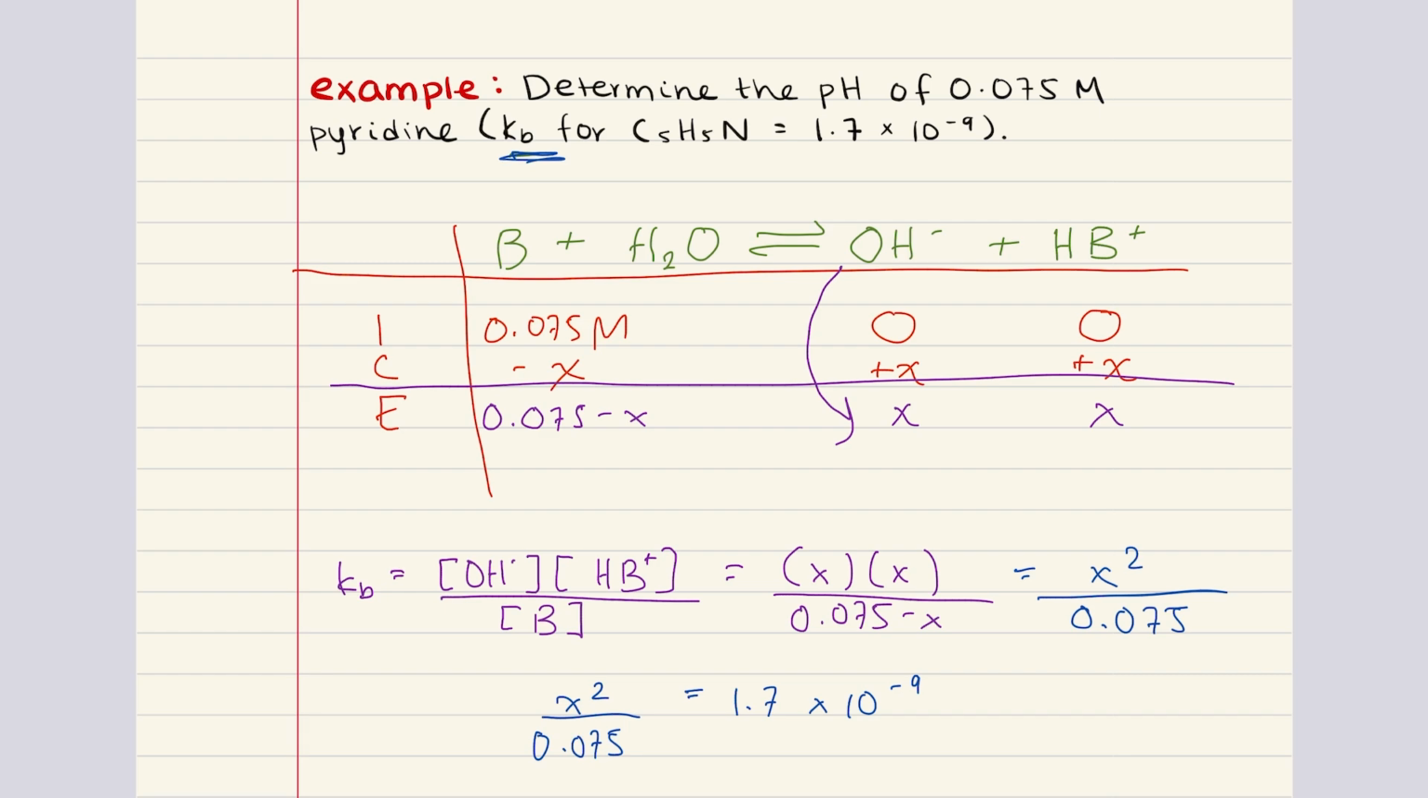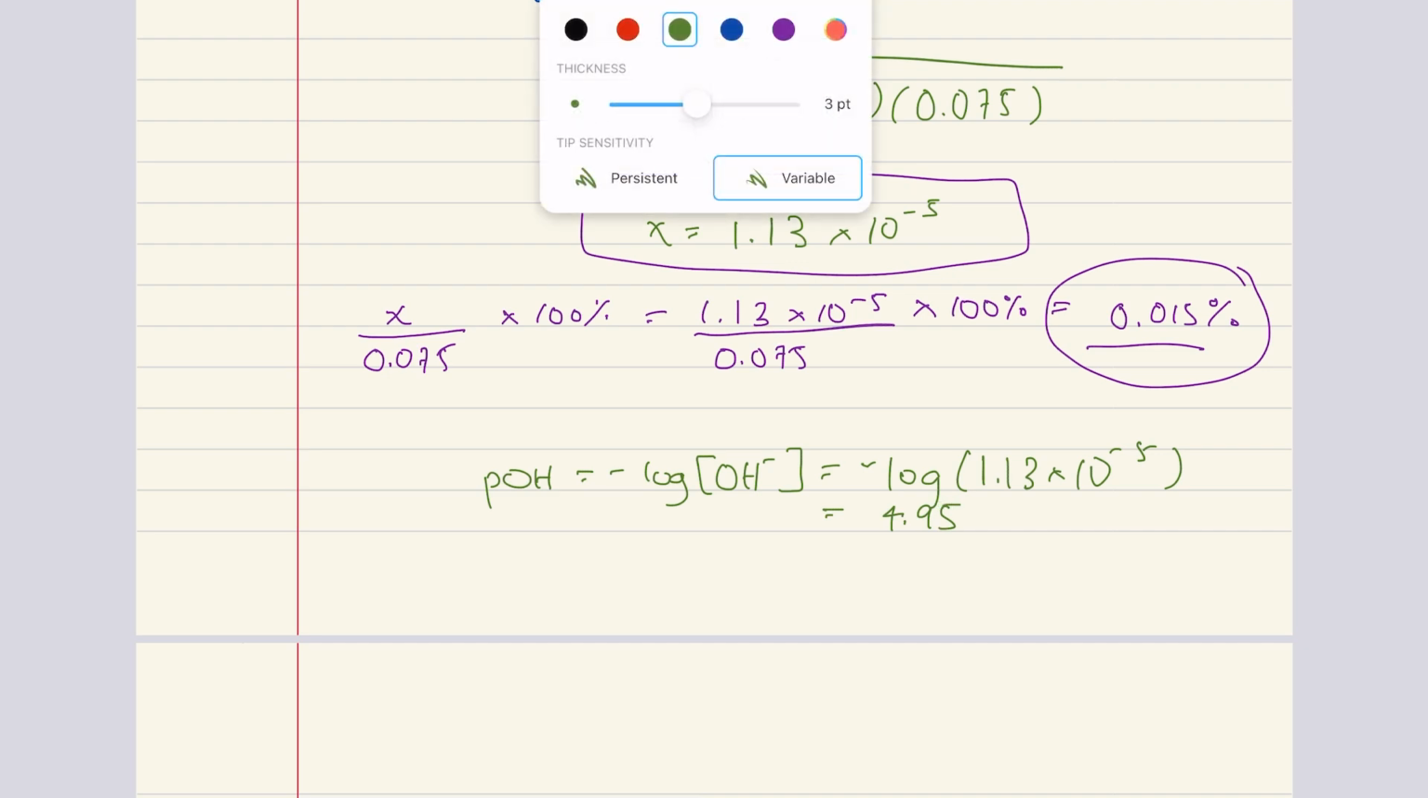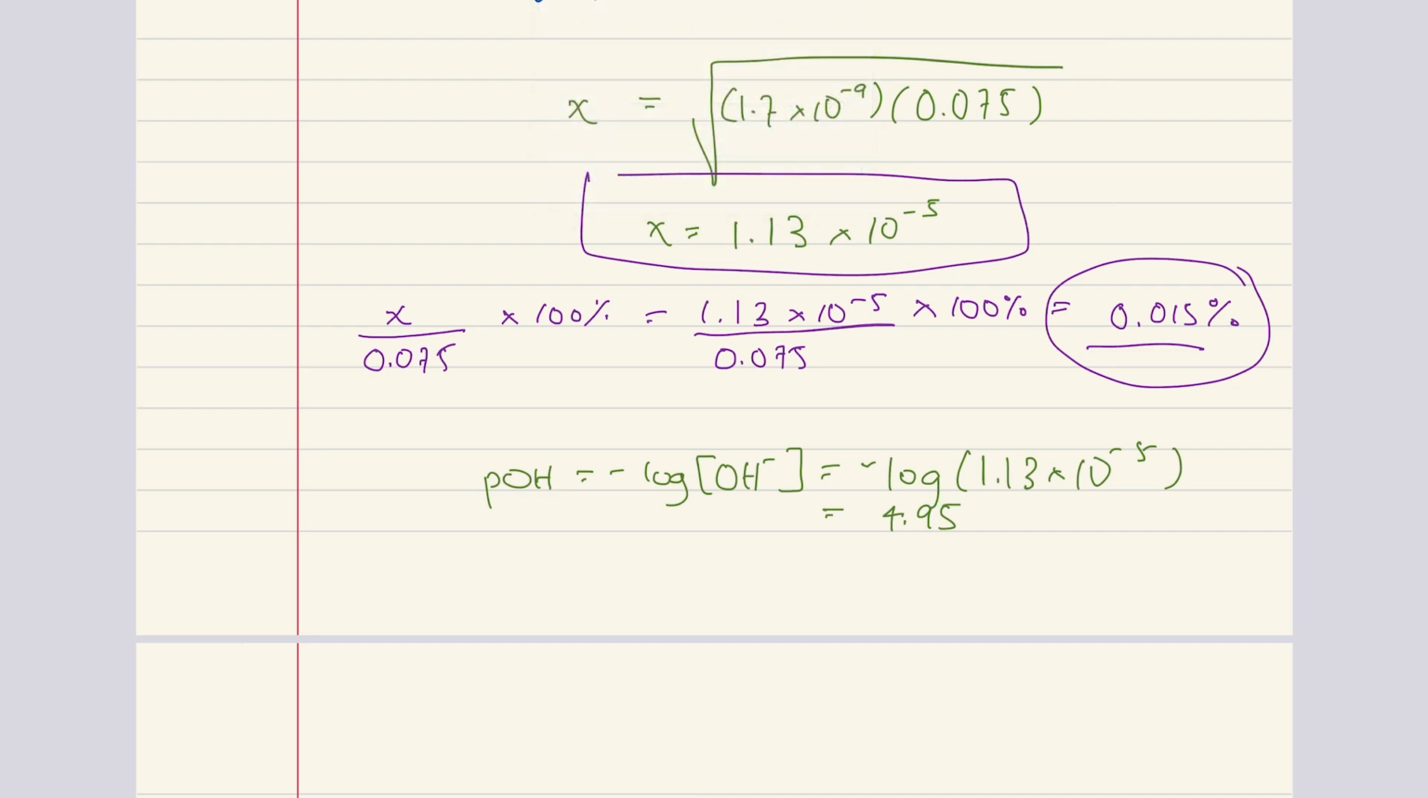Now remember, pOH is equal to the negative logarithm of our hydroxide ion concentration, which we know is equal to X, and X is equal to 1.13 times 10 to the negative 5. And if we plug this into a calculator, we're going to get that the pOH is 4.95.